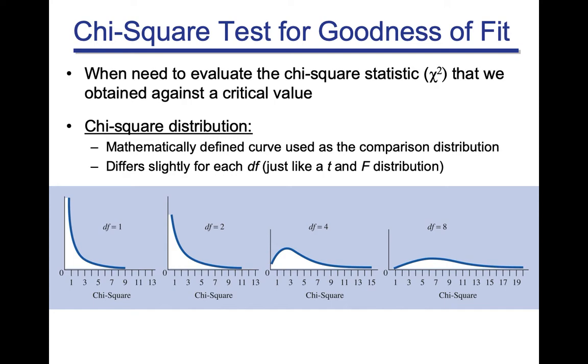Well, degrees of freedom for a chi-square test of goodness of fit is just the number of categories minus 1. Simple. Number of categories minus 1. So in our example, we just had 2 categories, Coke or Pepsi, so our degrees of freedom is 1. Okay, so this is what our sampling distribution of the chi-square looks like.